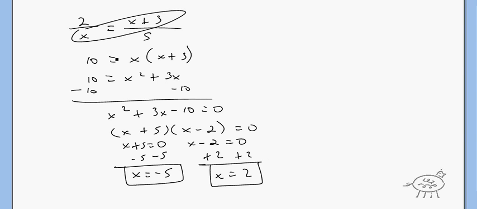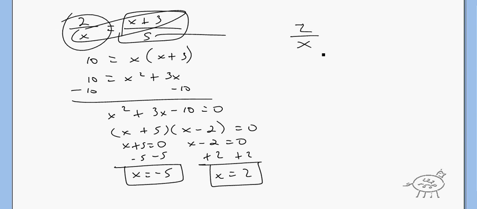Going back to the original problem, what can't x be? Well, this one doesn't matter, does it? Because I have a 5 in the bottom. And the only one I have to worry about is 2 over x. Well, what can't x be? That's, again, really obvious. x can't be 0. Well, are any of these 0? Nope. So my answer is both negative 5 and 2. Okay? So they're both good.